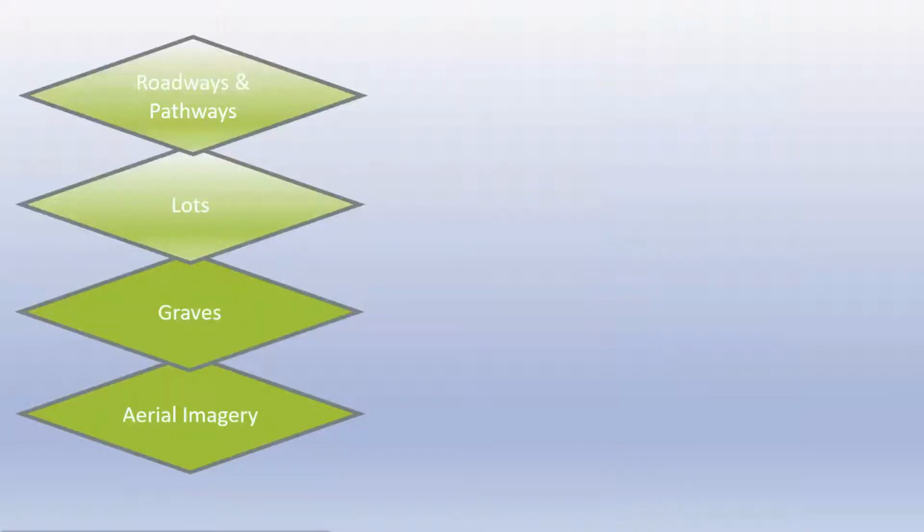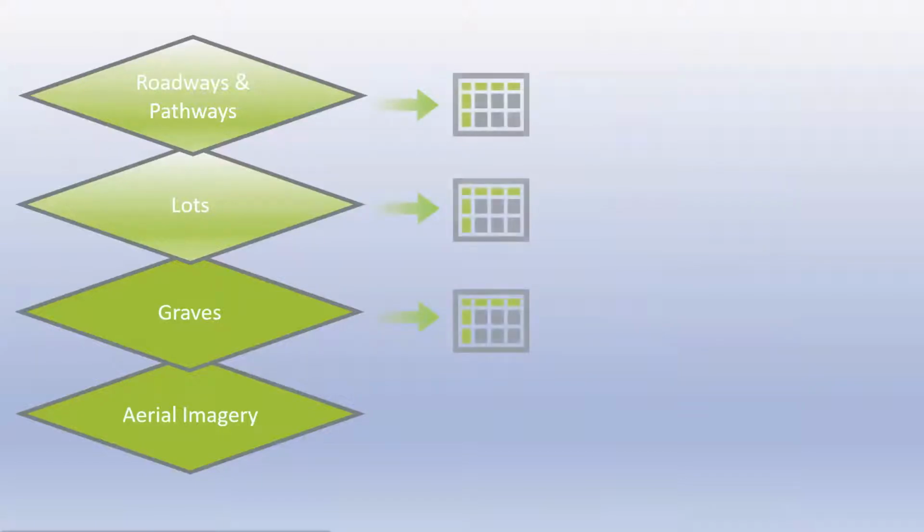So those layers of data we've talked about, they're great, but how does that look for a cemetery? Well, for a cemetery's purposes, you'll need at least 2 layers, the aerial image and the grave layer. And then any additional layers will be dependent upon your needs. So this diagram shows a lot layer and a roadway pathway layer in there. And then behind each of these layers is a database or spreadsheet of the information. And these 2 things make up a complete GIS.